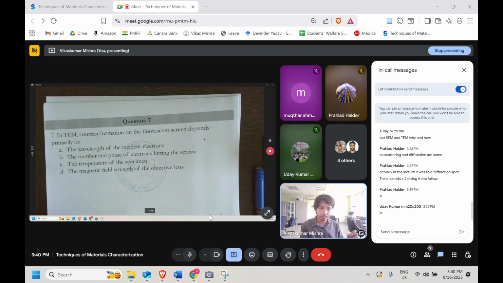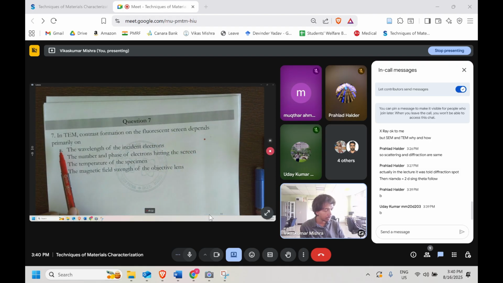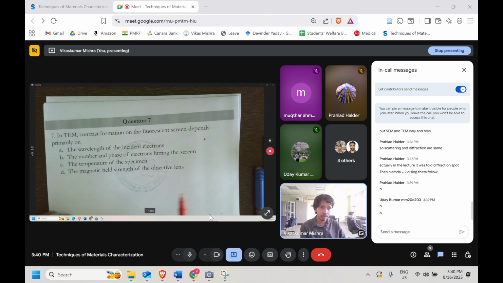Yeah, here. Question number 7. In TEM, the contrast formation on the fluorescent screen depends primarily on: the wavelength of the incident electron, the number and the phase of the electron hitting, the temperature of the specimen, or the magnetic field strength of the objective lens. Very good with that. It's option B. So it's the number and the phase of the electron.